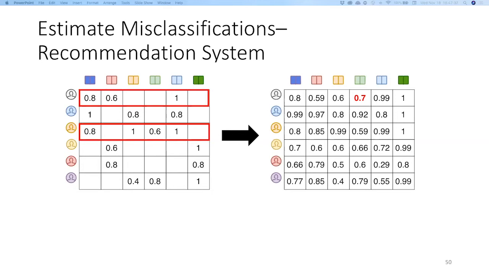That is, they have a similar taste in books. We see that they have actually rated the blue books exactly the same. So it is very likely that they would also like the green book or rate the green book to the same extent. So that's a reason why we see that the recommendation system has given the user 1 a score of 0.7, which is very close to 0.6.